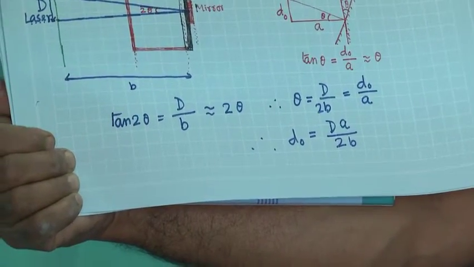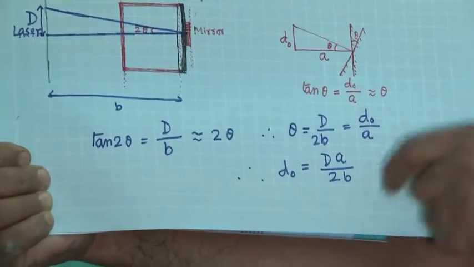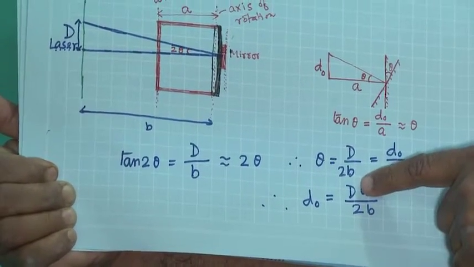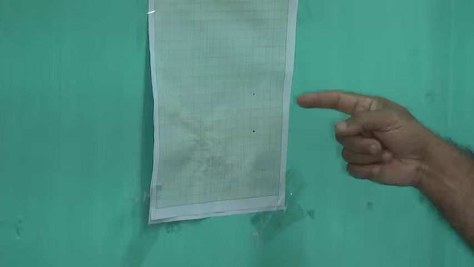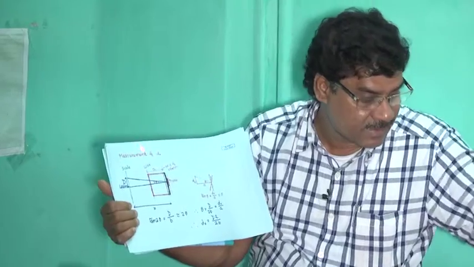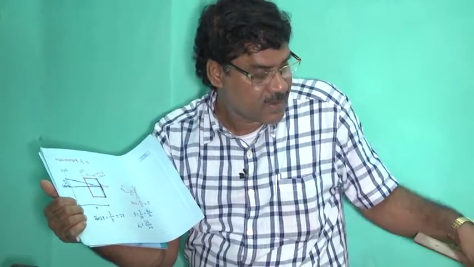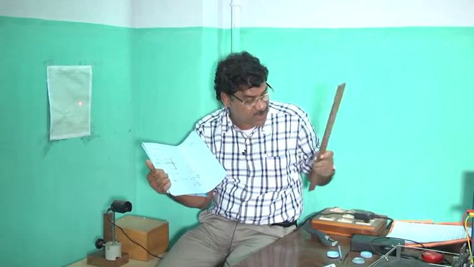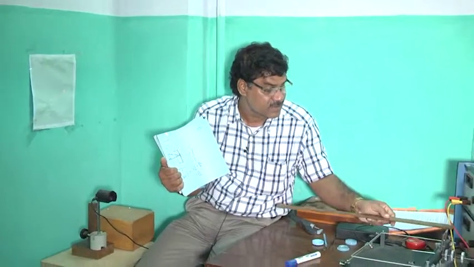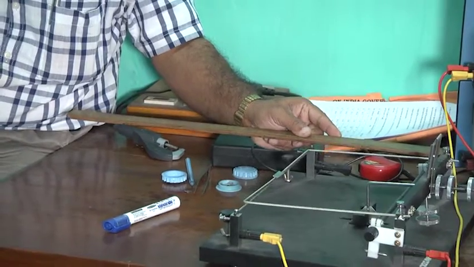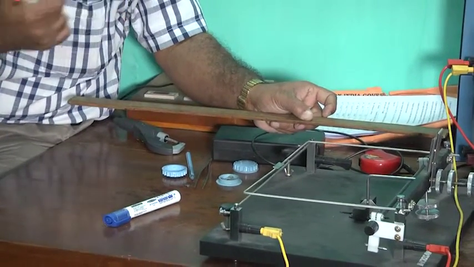Okay. So you will get d0 if you know capital D. I know capital D, that is the 41 millimeter. Now I have to measure a. I have a meter scale. So I will use it and measure the length of this arm. Okay. So this one, I should take this reading.